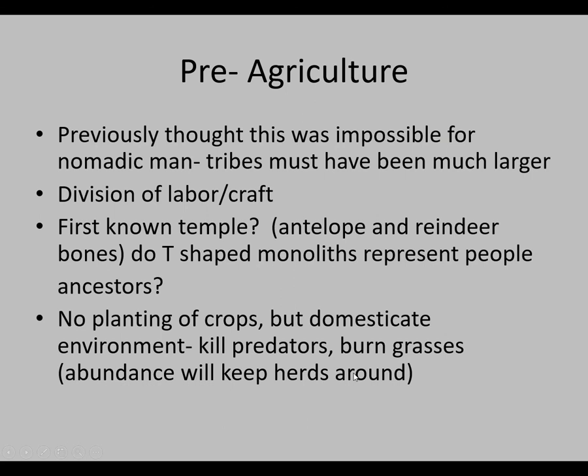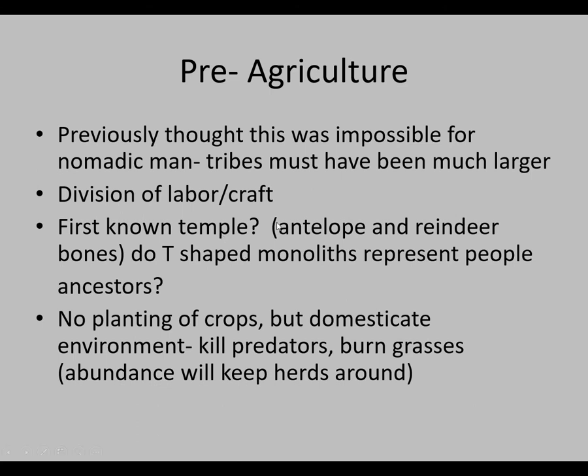So why are they doing this? This is pre-agriculture. One of the things that's revolutionary to art history is that these tribes must have been much, much larger than it was thought they would have been for them to get all this. There must have been a division of labor and craft. This might possibly be the first known temple. There are antelope and reindeer bones buried. Was it some kind of sacrifice? Do the T-shaped monoliths represent people or ancestors?